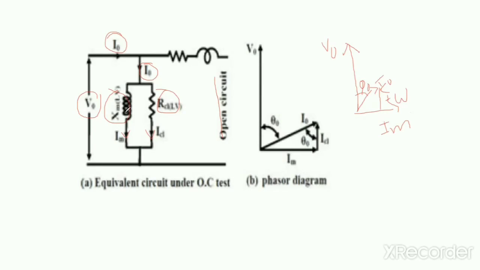Understand? This is the equivalent circuit diagram under no load test. From the no load test, we determine these parameters, that is I0 current, V0 voltage, and R0 and X0. And this is the phasor diagram for this circuit. Understand?